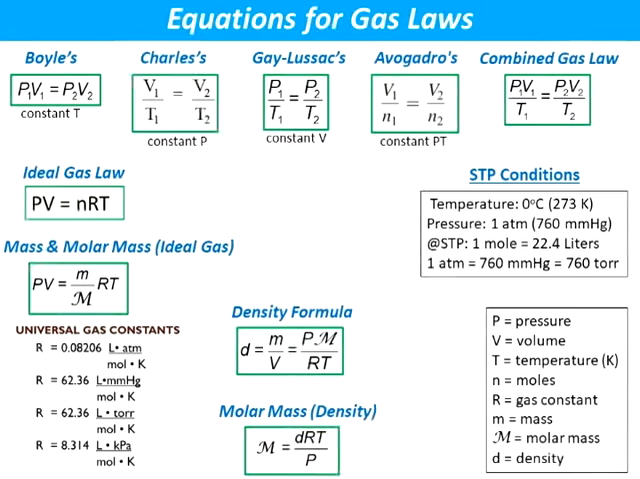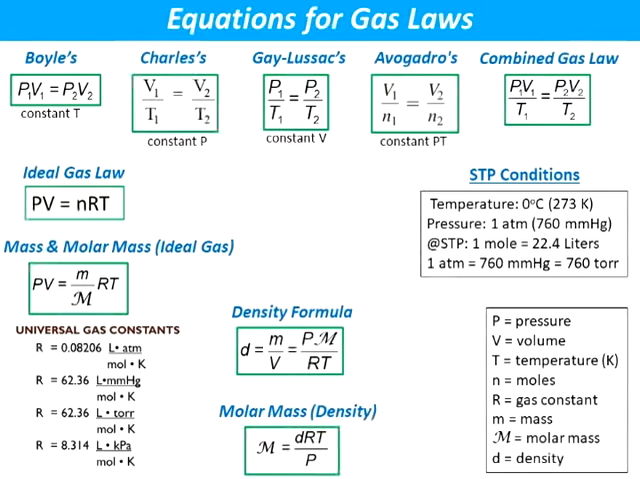We show you here some equations for the gas laws. We have Boyle's, Charles's, Gay-Lussac's, Avogadro's, and the combined gas law. These five gas laws are comparative. In other words, you'll always have a starting condition and a final condition. You'll have one set of conditions versus a second set of conditions. So Boyle's, Charles's, Gay-Lussac's, Avogadro's, and combined will always be comparative. That's one way to know you're using one of these laws.